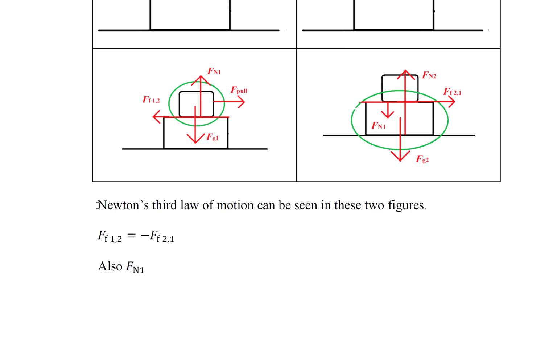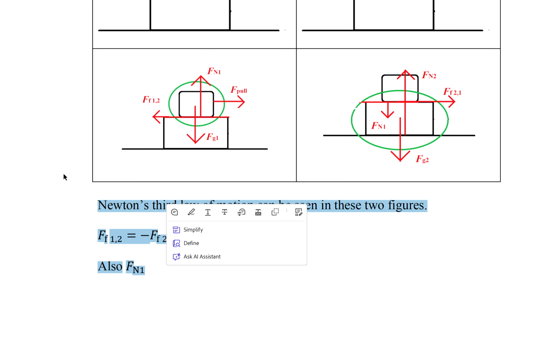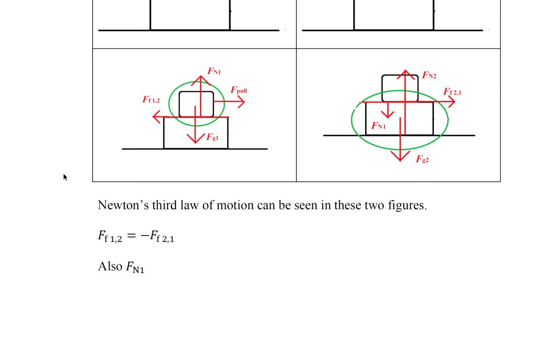You could see Newton's third law of motion, which is the law of action and reaction, can be seen in these two figures. Force of friction of object 1 on 2 from mass m1 is equal to minus force of friction of object 2 on 1. The minus means the direction. Also, force of normal 1 is pointing up in mass 1, and force of normal 1 is pointing down in mass 2.